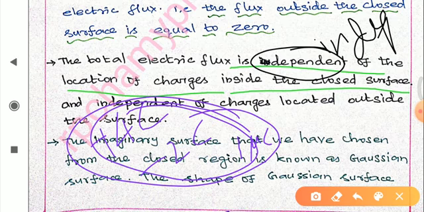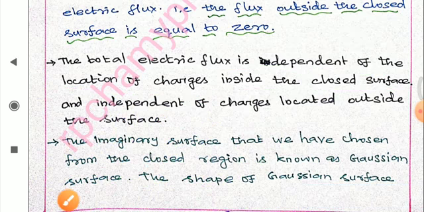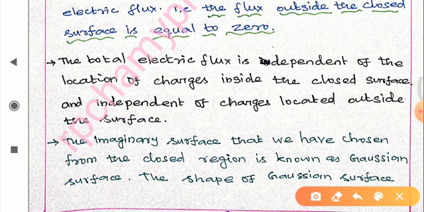If it is inside, it can contribute the flux. Okay, that is the correct meaning. Again I am saying, you have to write that it is independent of the location of the charges inside the closed surface and independent of the charges located outside the surface, because the flux cannot be produced by the charges located outside the surface.